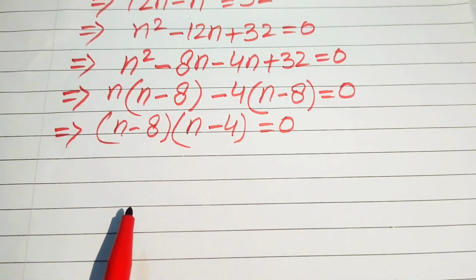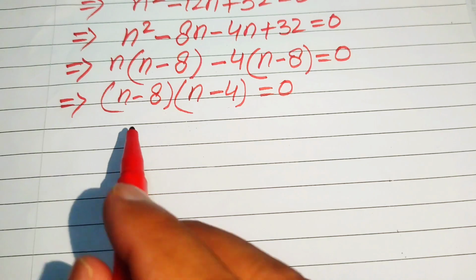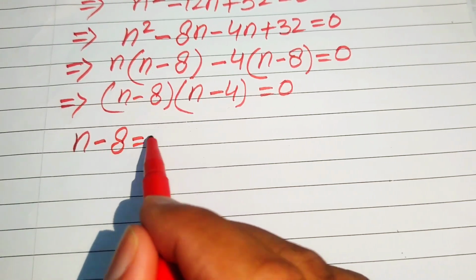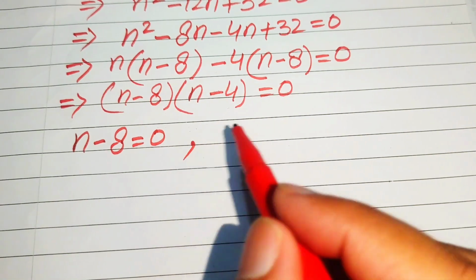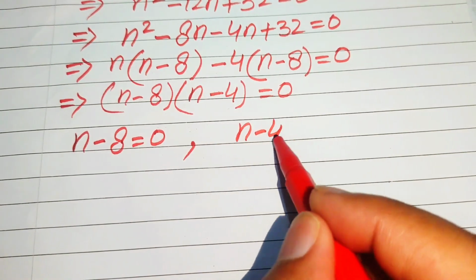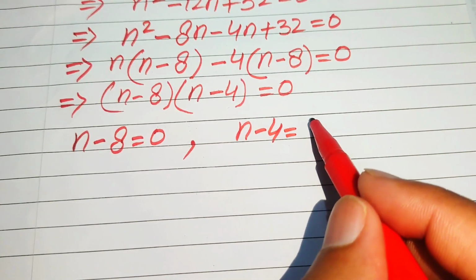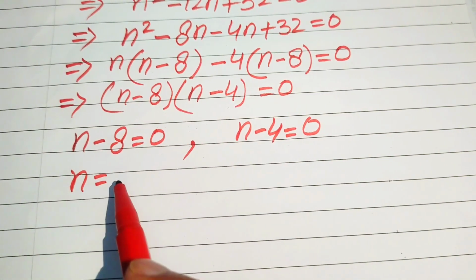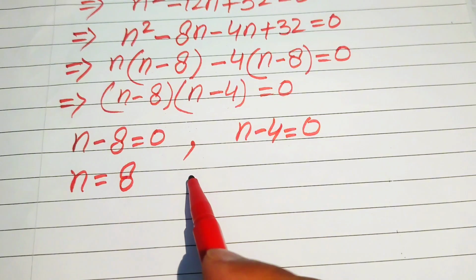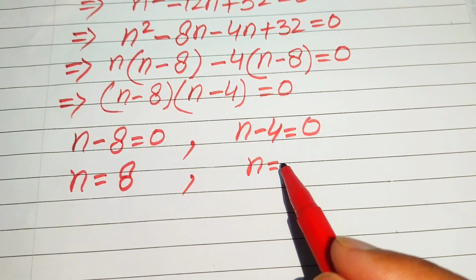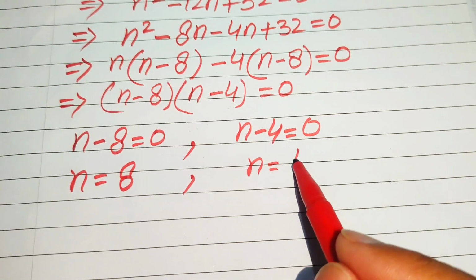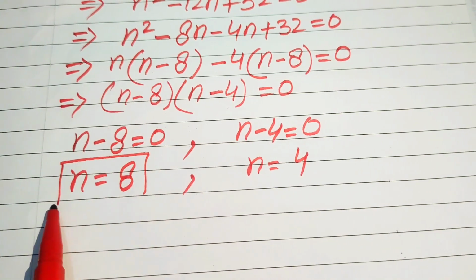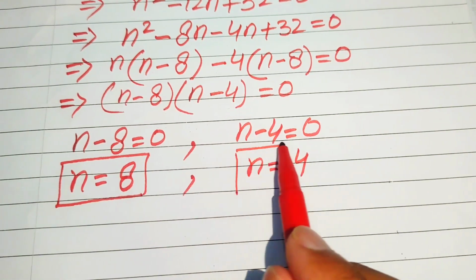0. So now we convert this equation into two cases. Our first case is we take n minus 8 equals 0, and the second case is we take n minus 4 equals 0. So in the first case we easily get the value of n equals 8, and in the second case we easily get the value of n equals 4. So here we get the two values of n, the one is 8 and the other is 4.